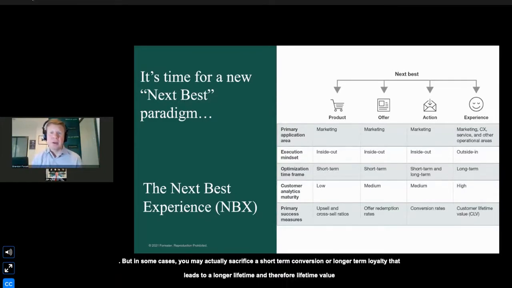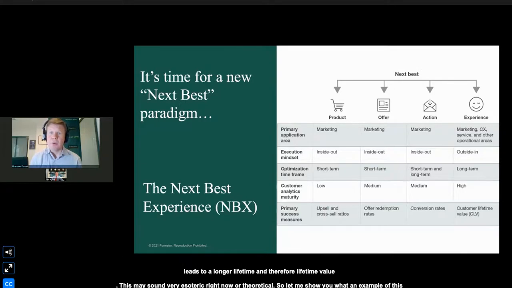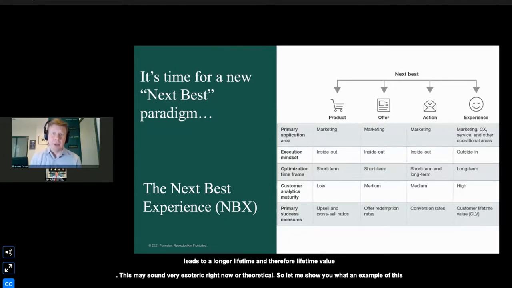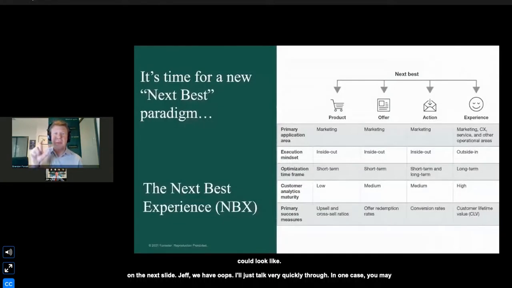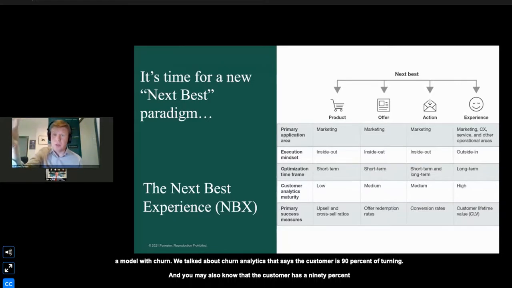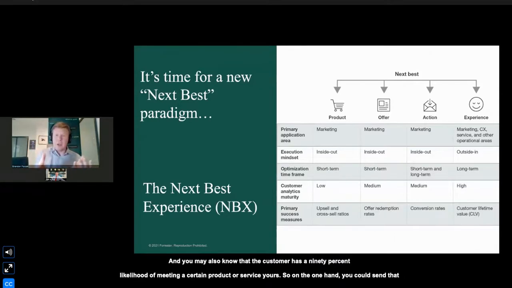This may sound very esoteric right now or theoretical, so let me show you what an example of this could look like. On the next slide, Jeff, we have, I'll just talk very quickly through. In one case, you may have a model with churn. We talked about churn analytics that says a customer is 90% likely of churning. And you may also know that the customer has a 90% likelihood of needing a certain product or service of yours. So on the one hand, you could send that customer retention incentive. On the other, you could send that customer an offer for that product.